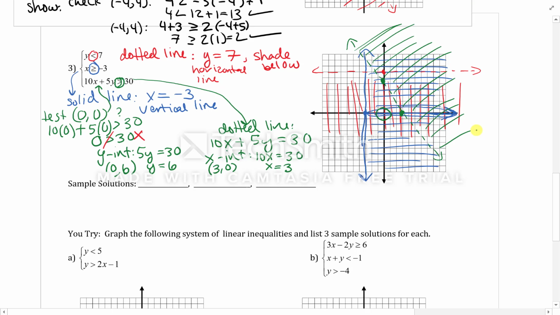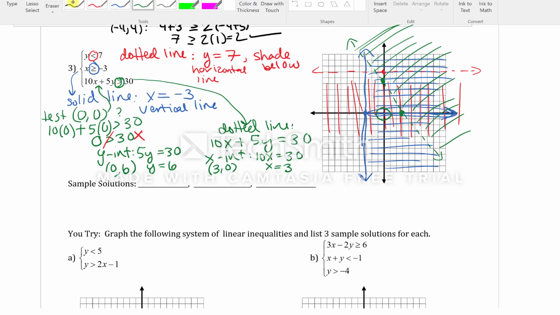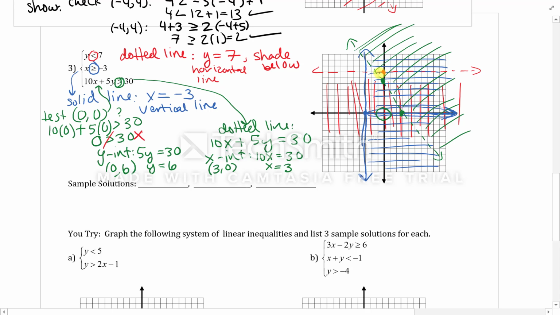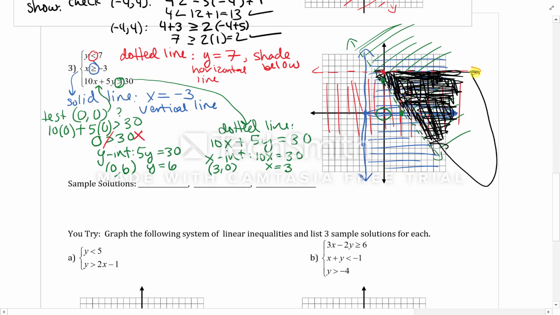Okay, so my solutions, the places that were shaded 3 times, would be anything below the horizontal line, to the right of the vertical line, and above this other dotted line here. It would be all of these points that are in this area. This area over here is where all of our solutions to this system of 3 equations are.